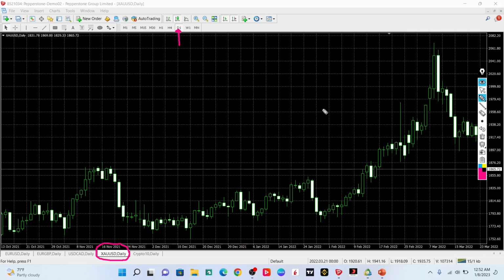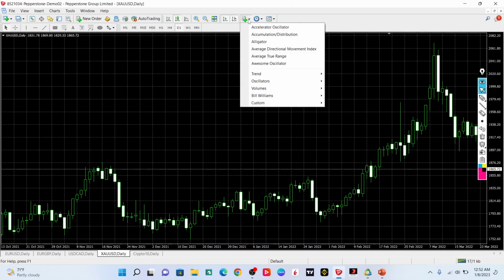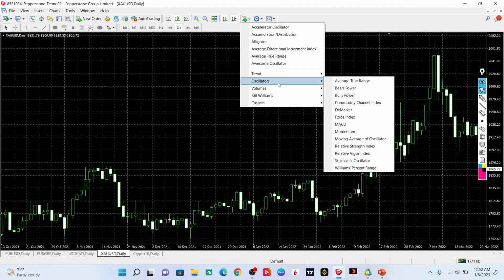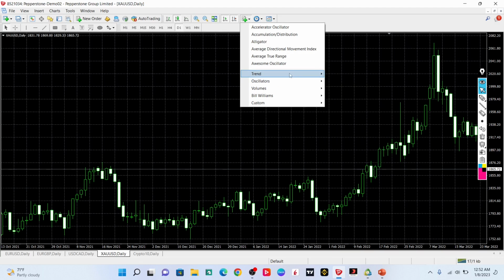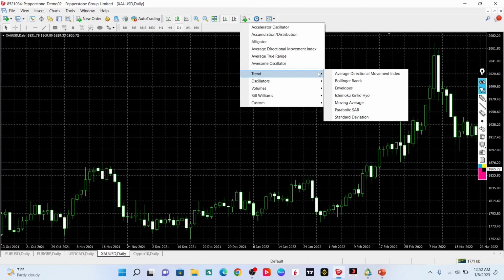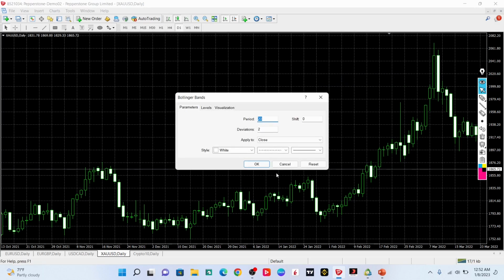So when you want to put in your Bollinger Band, once again you come to this icon right here in MetaTrader 4 or MetaTrader 5. So that is the icon for indicators. Okay, so you click on it, and then you go to oscillators. Sorry, it is under trend, that is under trend indicators. That's where you get your Bollinger Bands. You click on it.